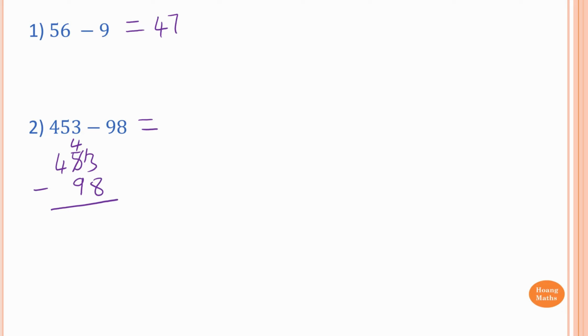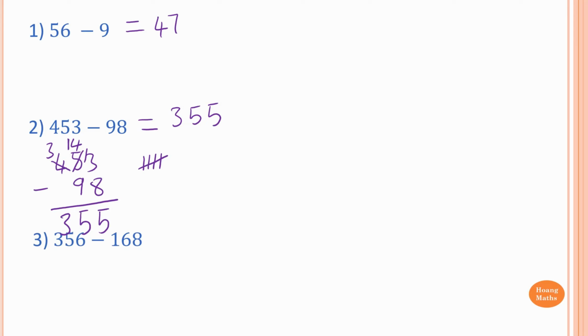Again, if you cannot do it mentally, you can always use your fingers. You start from 8 and go all the way up to 13. You go 8, 9, 10, 11, 12, 13, so it's 5. And 4 cannot take away 9, so you borrow 1 from 4. This 4 becomes 3 and the other 4 becomes 14. 14 take away 9: 10 take away 9 is 1, add 4 is 5. Again, you can always use your fingers. You start from 9 and go until you reach 14: 10, 11, 12, 13, 14. So 5. And these 3, I just write this down. So the answer is 355.